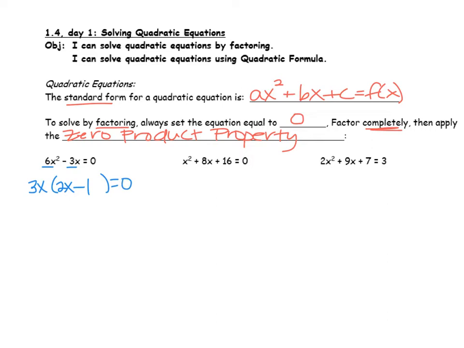Once you've factored completely, here's what we mean by the zero product property. Take the outside and set it equal to 0. Take the inside and set it equal to 0. Those are the two locations on the x-axis where we'd have an x-intercept. And now just solve for x.